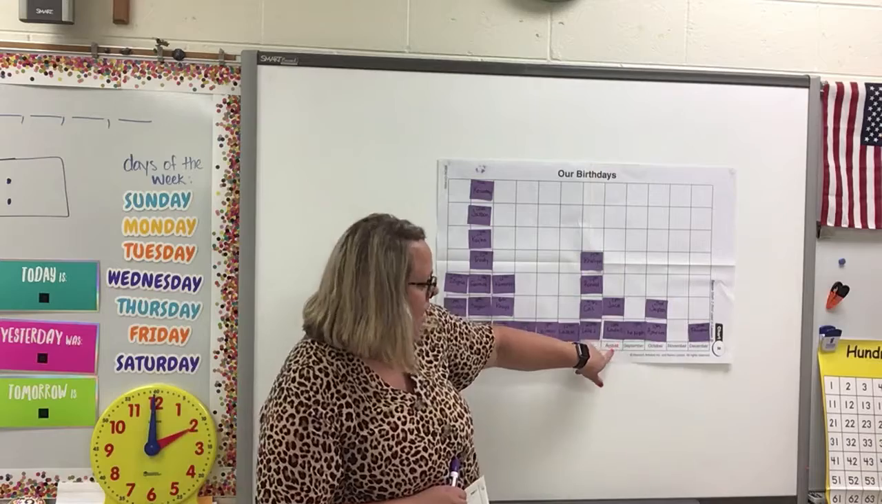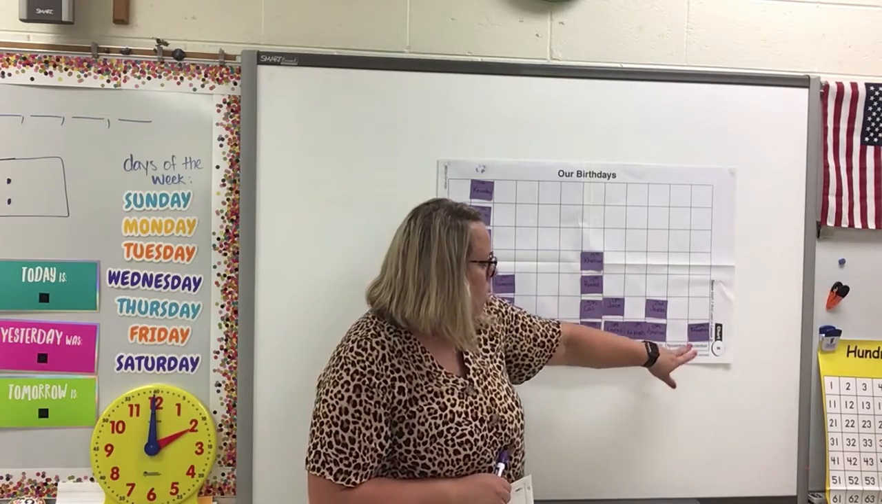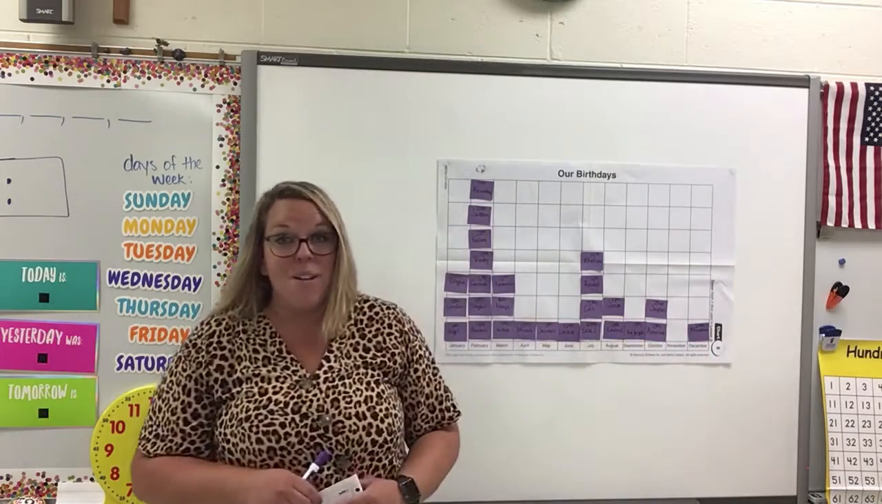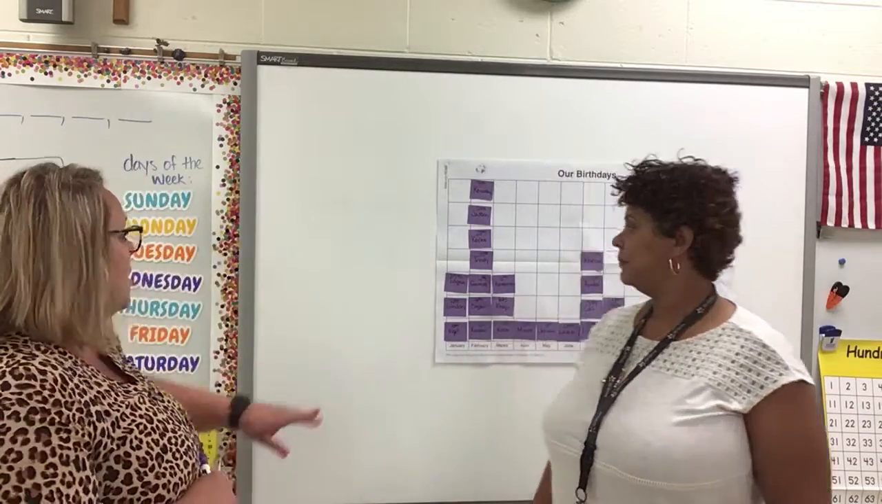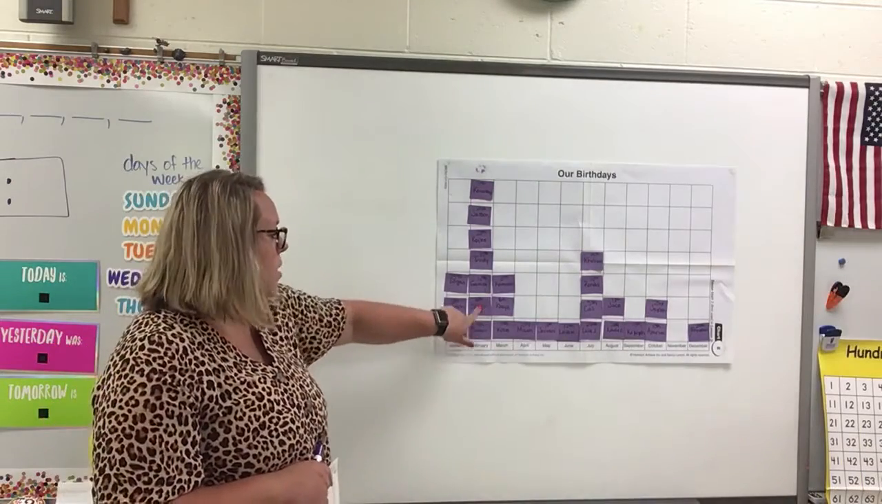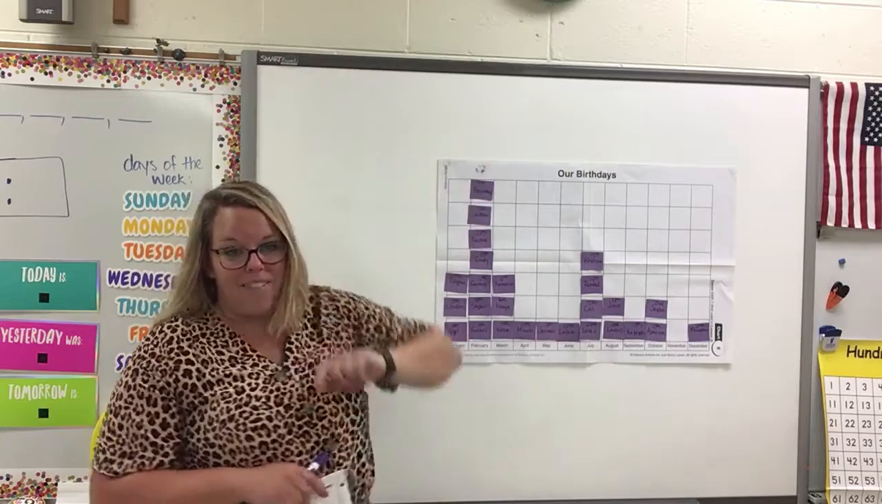Nope, not July, not August. Whoa, September, nothing for October. November doesn't have any, and December has one. So we had a lot of birthday months that had one birthday. And as you can see, February had the most birthdays of all. 1, 2, 3, 4, 5, 6, 7.